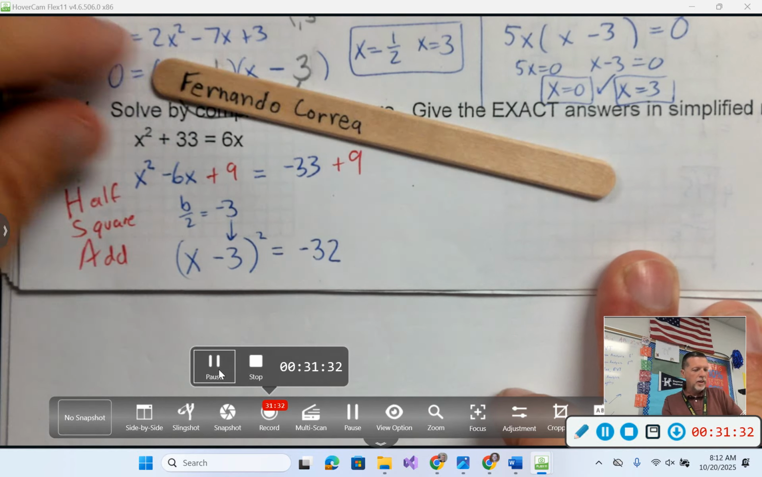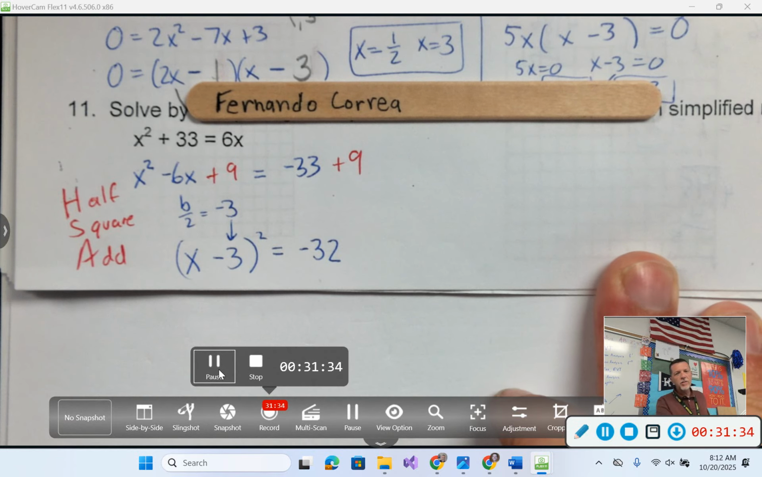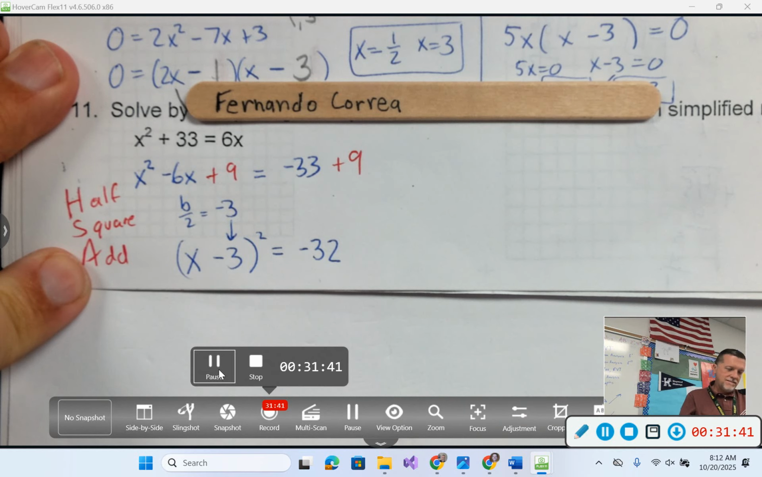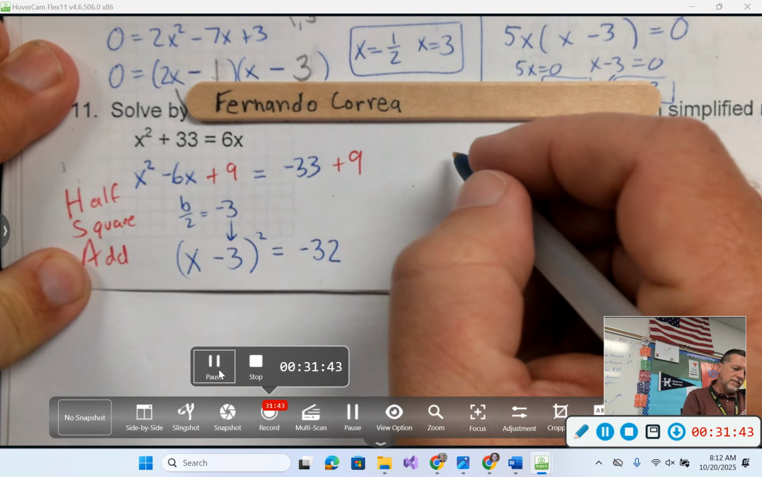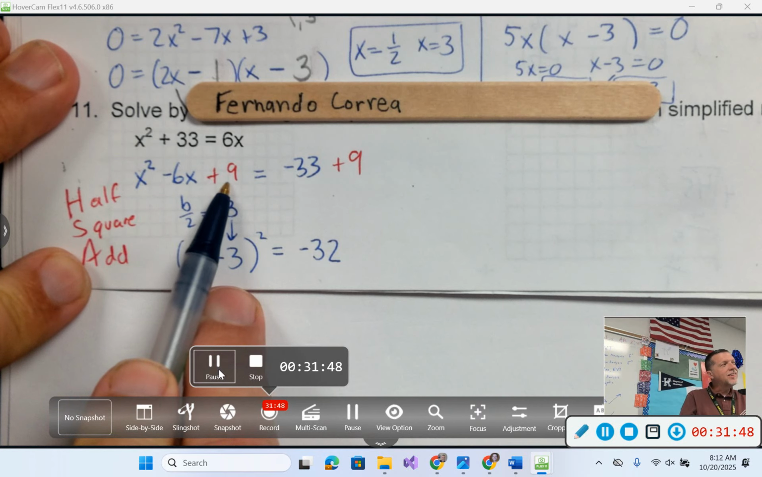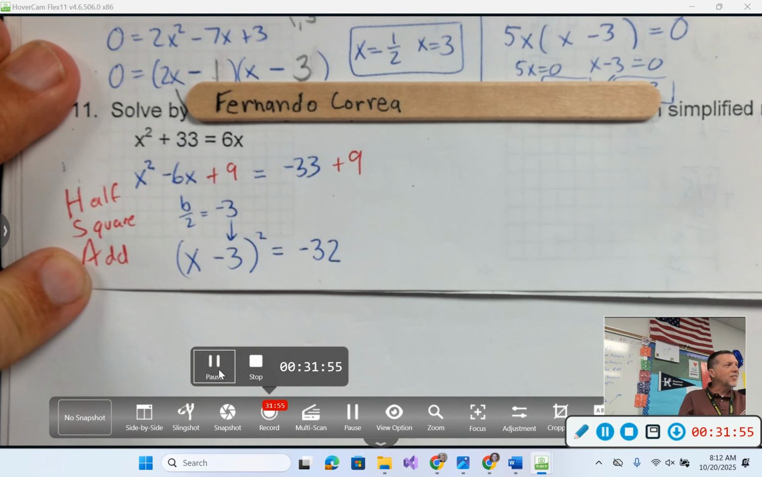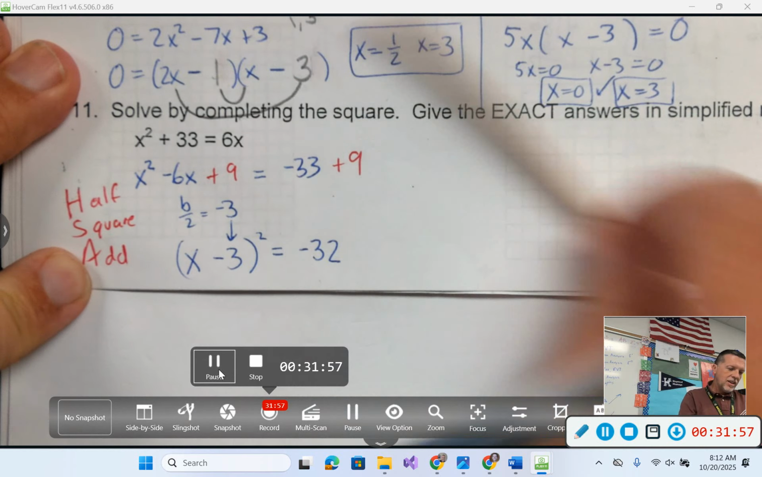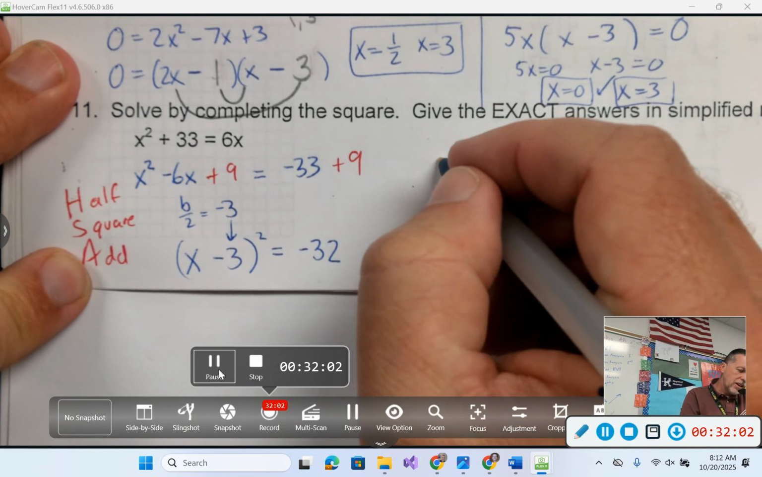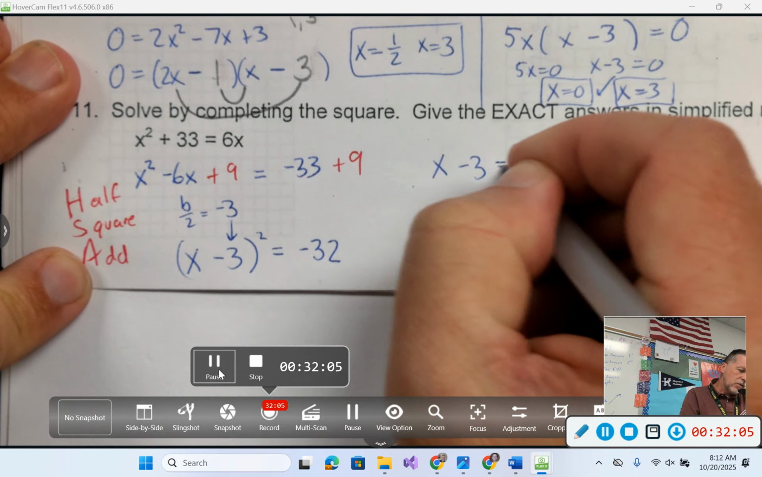We may get through everybody today. Fernando, what do you want to do next? What I'm thinking is you foil the x minus 3. If I foil that x minus 3, I'm going to get back to this, so I don't really want to do that. It wouldn't be wrong mathematically, it just wouldn't be getting me closer to the answer. How could I undo that square? Let's square root both sides.